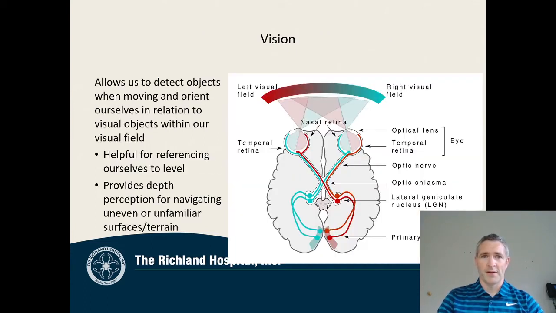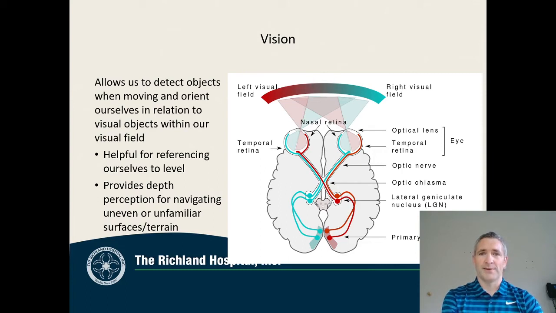Okay. So vision. This is, like I said, probably one of the most important components of balance. It allows us to detect objects as we're going. If we're walking and the grade of the trail or wherever we're walking changes, we can see that. We don't have to be surprised when we get there. We can anticipate it and then make adjustments as we go.